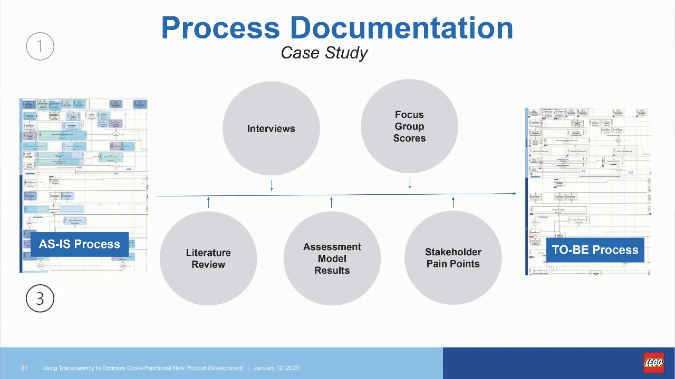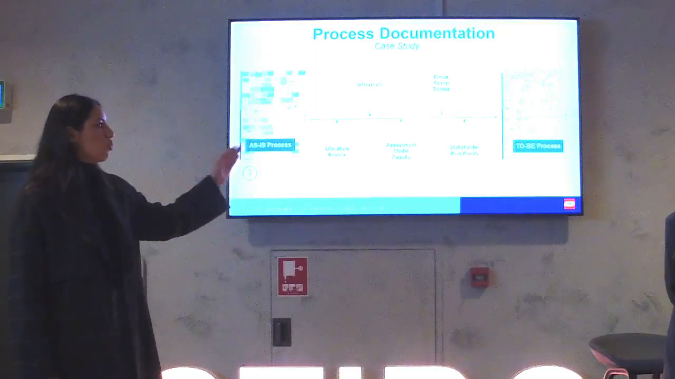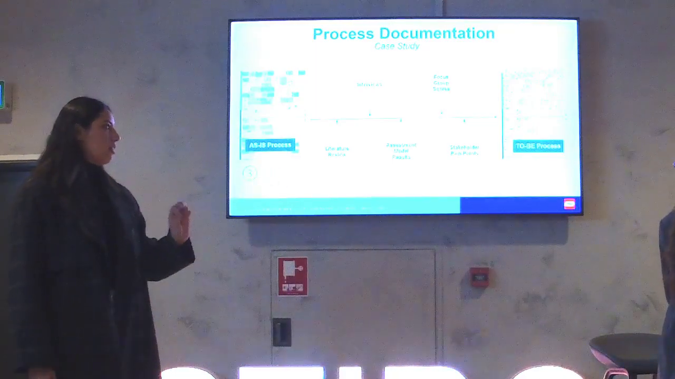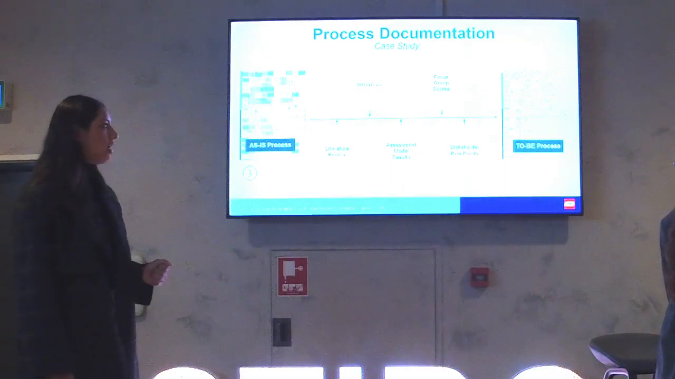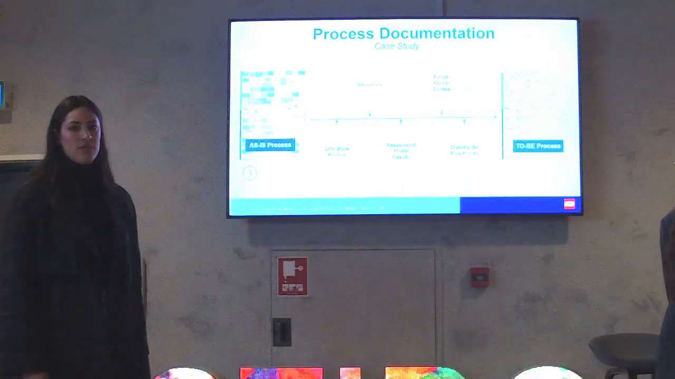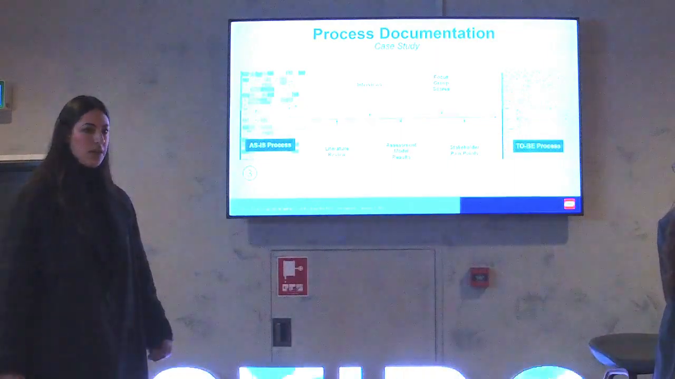And after that, we incorporated the literature review, the interviews, the assessment model, the focus group, and some of the stakeholders' pain points, and created this to-be process model. So based on the as-is, we recommended several little tweaks they can do in the process so they can enhance their transparency, applying the influencing factors they previously rated themselves on.